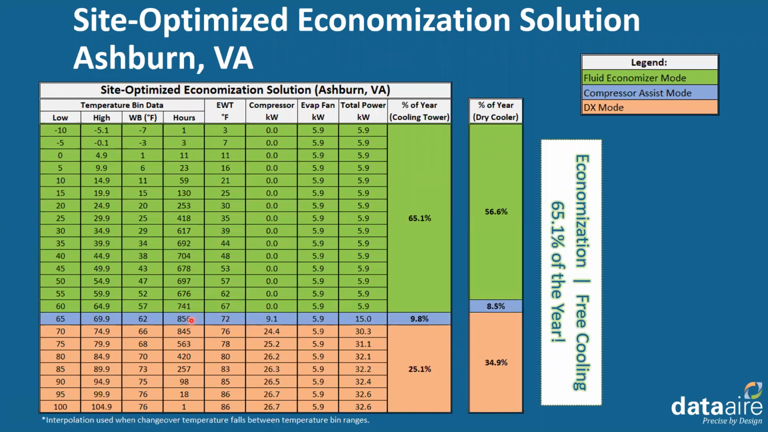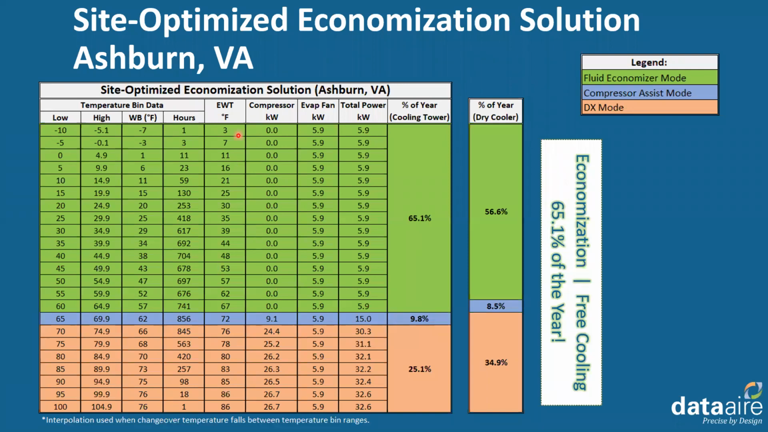The blue here is the compressor assist, where you need the compressor on at minimum speed, or one of the compressors if you have two. And the orange here is the dual compressor mode, or full DX mode. As you can see, for Ashburn, 65% of the year you can get free cooling, and even more if you consider the compressor turn down here, 9.8% in compressor assist mode.